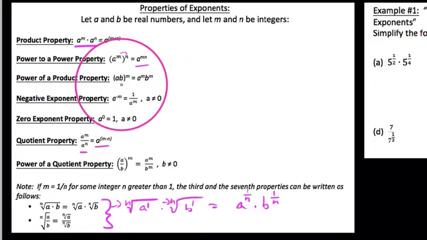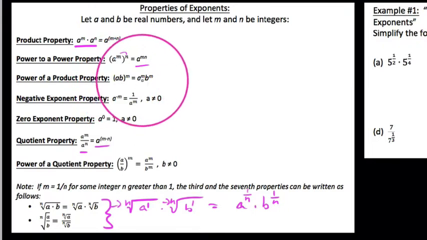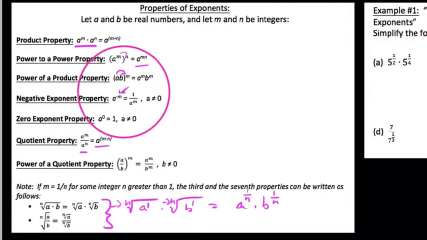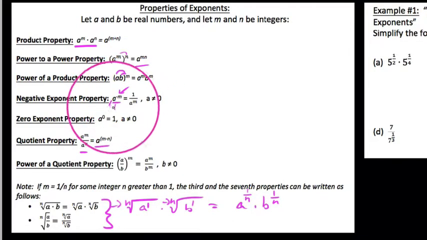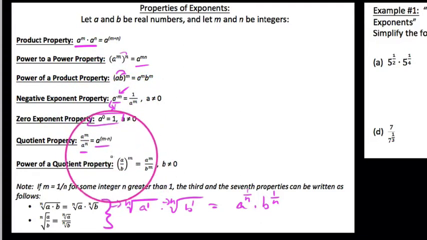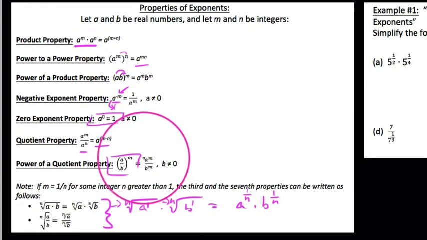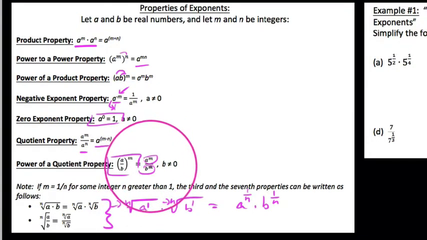We said, a power of a product, if it's a times b to the m, then we have to take everything in here to the mth power. If we had a negative exponent, this says we need to move this downstairs to the basement to make its exponent positive. This says that anything to the 0 power is equal to 1, okay? So last but not least, we have this power of a quotient, which says if you take a fraction to a power, you have to take both parts of the fraction, all of the top and all of the bottom, to that power.